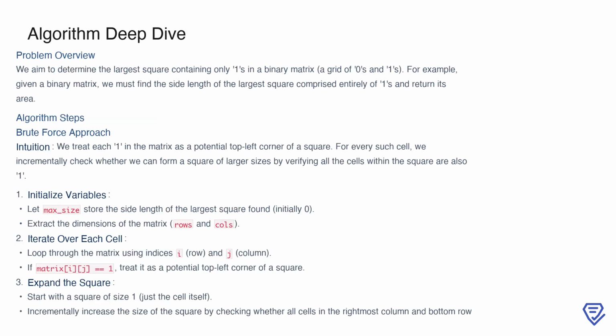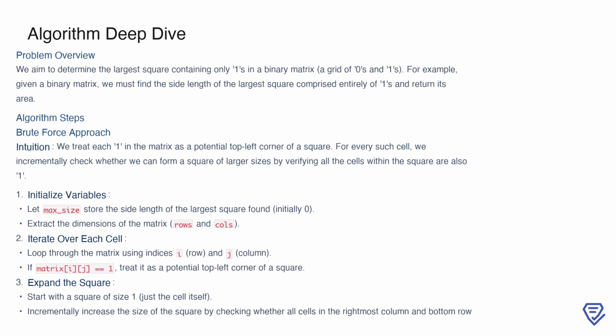To solve the problem of finding the largest square of ones in a binary matrix, we need to determine the side length of the largest possible square entirely made up of ones, and then compute its area. For example, if we have a matrix filled with zeros and ones, we aim to identify the largest square submatrix consisting solely of ones. The brute force approach begins with a simple intuition: treat every one in the matrix as a potential top left corner of a square.